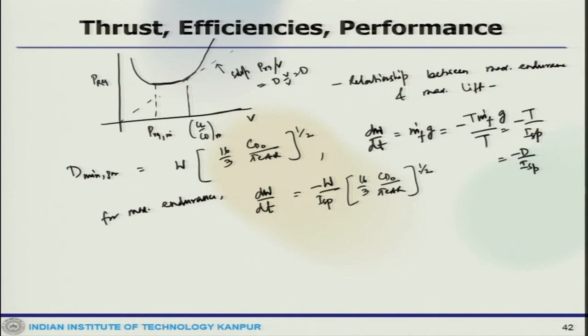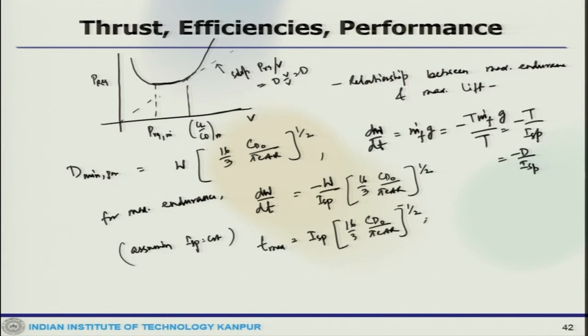So, now one can integrate this, assuming ISP to be constant. So, what we get, T max is ISP times CD naught by pi e AR to the power minus half, times ln W initial by W final. So, that is what we get.